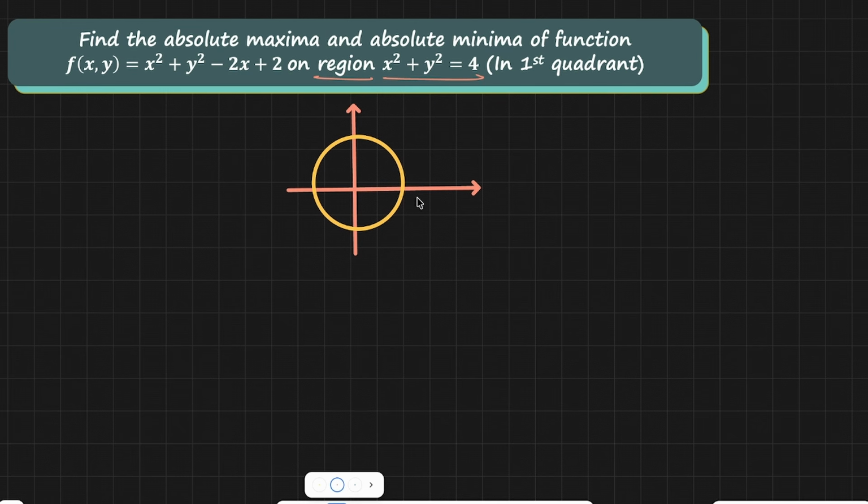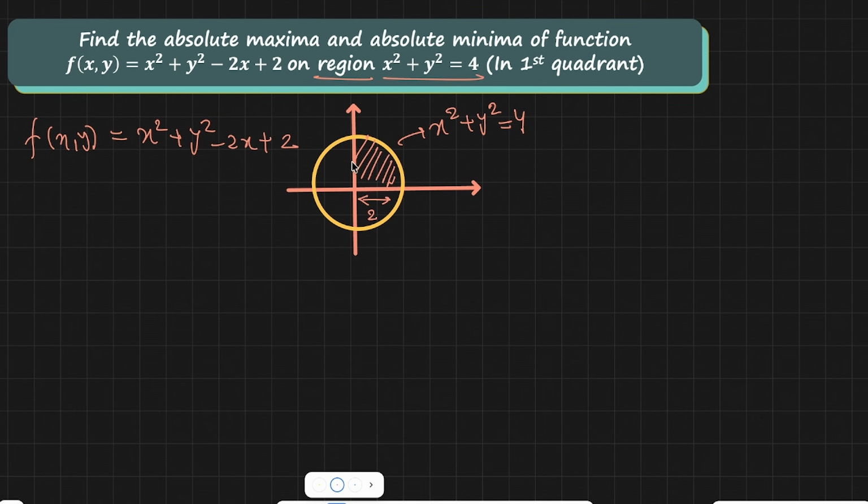This is the circle of radius 2. Okay, this is the circle, x square plus y square is equal to 4, and it is saying that in the first quadrant. So find the absolute maxima and minima of the function. This is the given domain or region for my function f of x comma y, that is x square plus y square minus 2x plus 2. In this region, you find out the absolute maxima and minima.